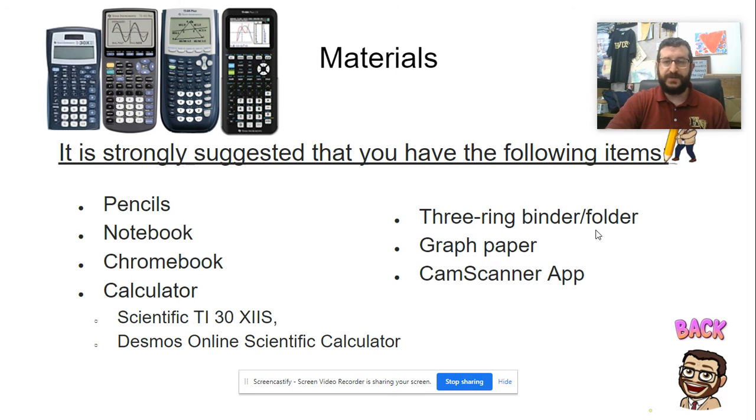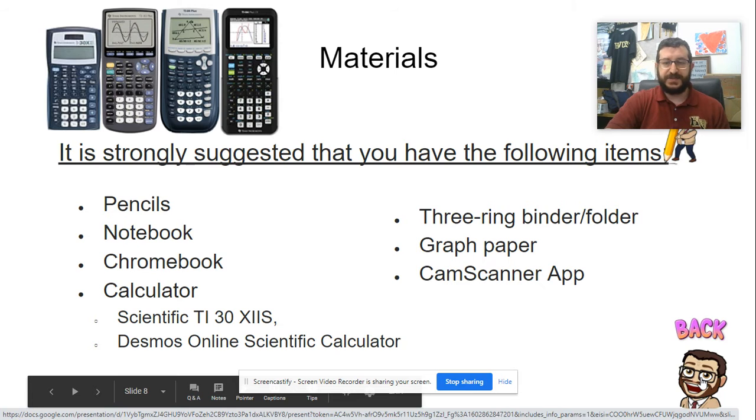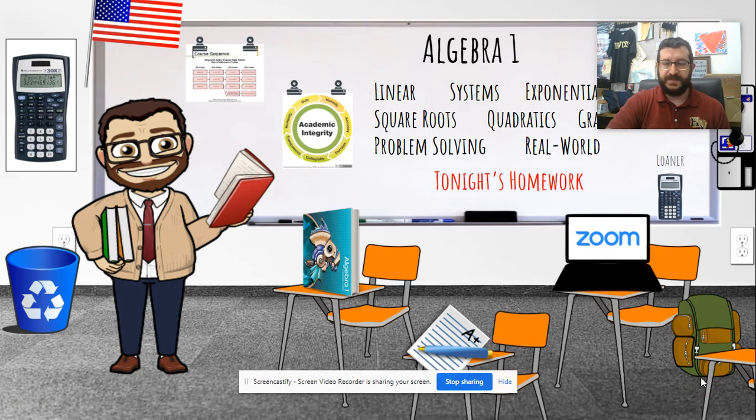3-ring binders are great for keeping notes in order. We give a lot of packets. I've handed out some graph paper so students can make nice and neat organized graphs. We talked about the CamScanner app in the previous slide.